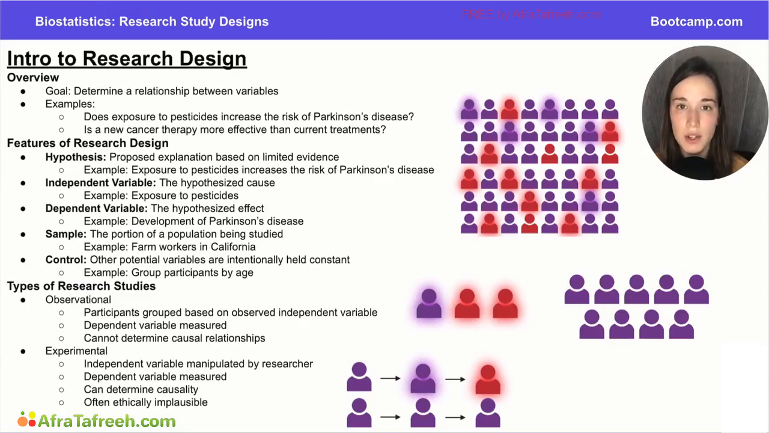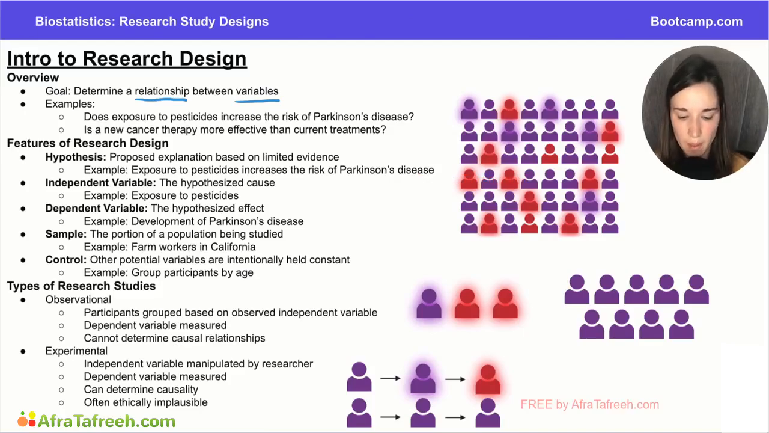In a research study, we're interested in learning the relationship between variables. In healthcare specifically, we're often interested in the relationship between a variable and a health outcome, so that we can do more of things that optimize health outcomes and less of things that make health outcomes worse.